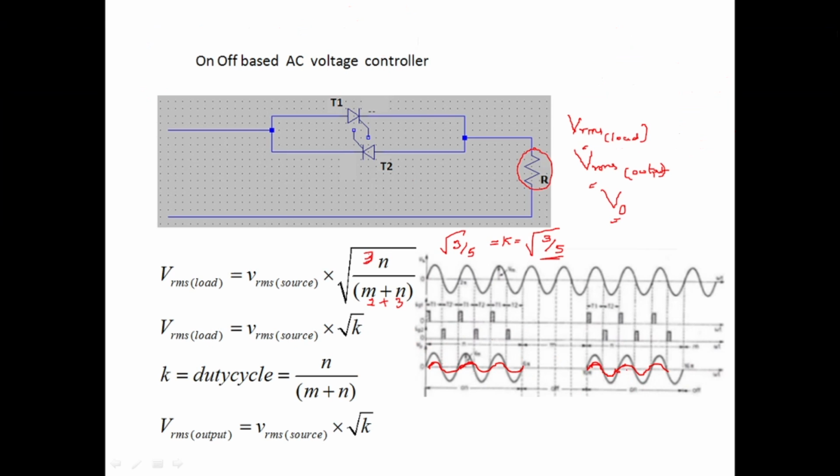So the only difference between the current waveform and the voltage waveform is that the current waveform peak is Vm by R, while the voltage waveform peak is Vm. Only that is the difference. So if we already have the formula for the RMS value of the voltage waveform, we can use the same formula for the current waveform. The only alteration is that wherever Vm is there, we change it to Vm by R.